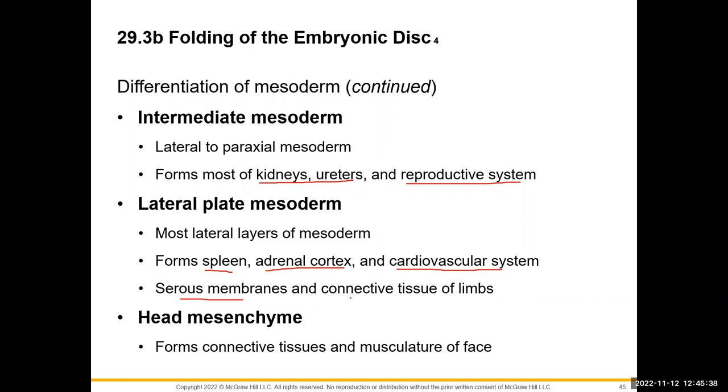And then we'll also see in this layer the head mesenchyme. If you recall, mesenchyme is that embryonic tissue that can pretty much differentiate into almost any type of adult tissue here. And so in the mesoderm layer here, the head mesenchyme is going to form connective tissue and muscle tissue for the face.